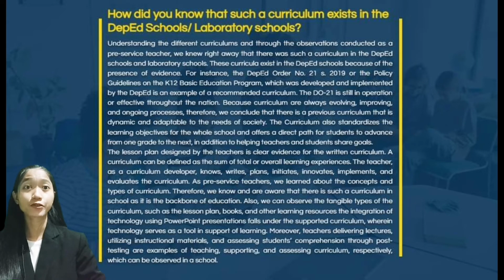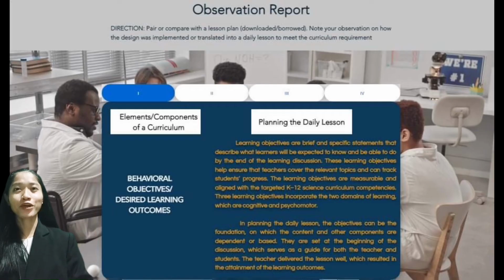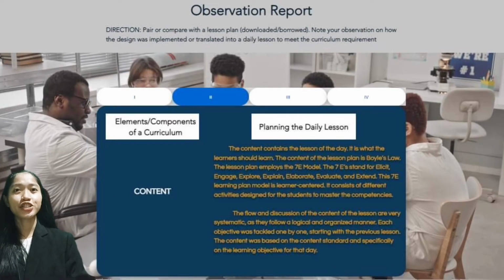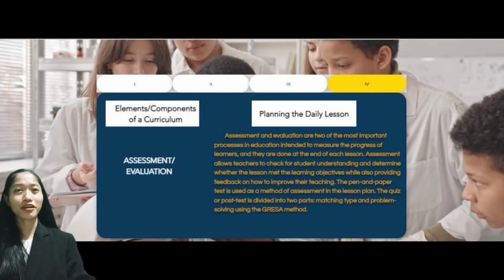Understanding the different curriculums and through the observations conducted as a pre-service teacher, we knew right away that there was such a curriculum in the DepEd schools and laboratory schools. As pre-service teachers, we learn about the concepts and types of curriculums. Therefore, we know and are aware that there is such a curriculum in school as it is the backbone of education. Next up, we have 4 elements or components of a curriculum, which are the desired learning outcomes, content, teaching and learning methods or strategies, and assessment or evaluation, where every element mentioned is explained briefly by how it relates to planning the daily lesson.